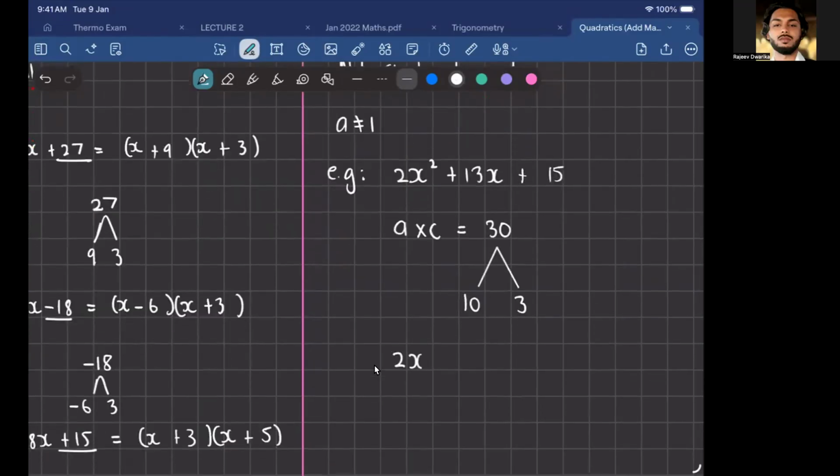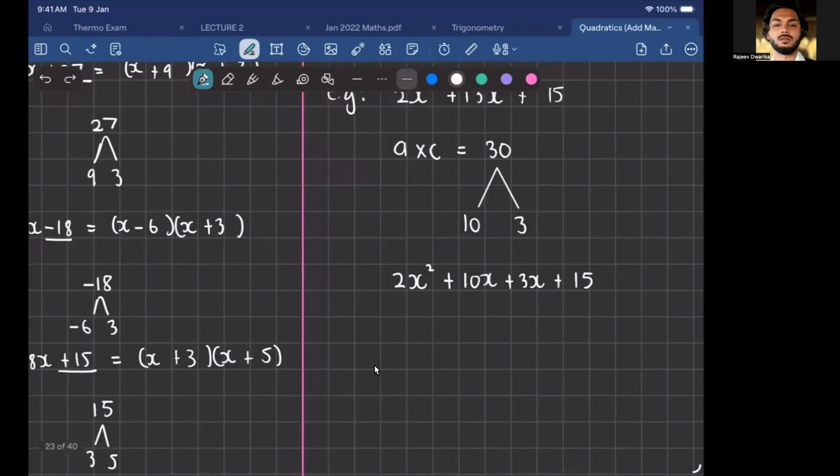Next thing you're going to do, you're going to take the middle term and write it as a sum of two x terms. So you can write it as plus 10x, and plus 3x, then plus 15. Imagine you have a line in the middle. You're going to factorize each side, and then we're going to factorize by grouping.